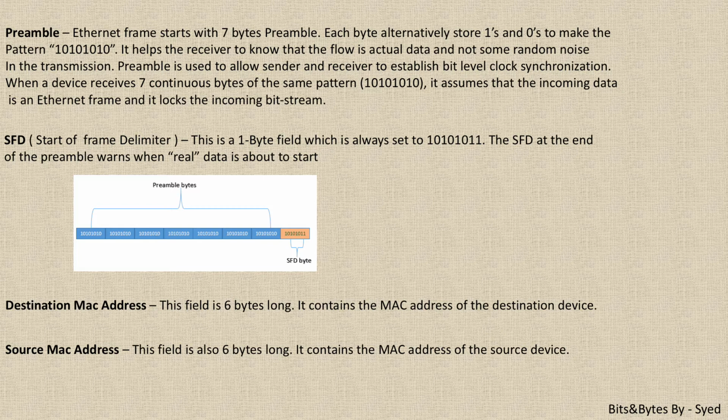Then we have destination MAC address. This is 6 bytes long. It contains the MAC address of the destination device. Source MAC address, it contains the MAC address of the source device.